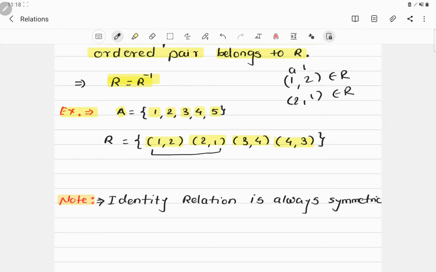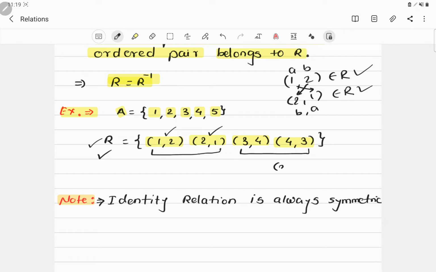So if I assume this one as A and this one as B, in the second ordered pair you will observe (B, A). So (1, 2) is a part of the relation, then (2, 1) is also a part of the relation. So here A becomes B and B becomes A. Even though you interchange the positions of A and B, even though you reverse the order, still it is present in the relation itself. So (1, 2) and (2, 1), I'm talking about (1, 2) and (2, 1).